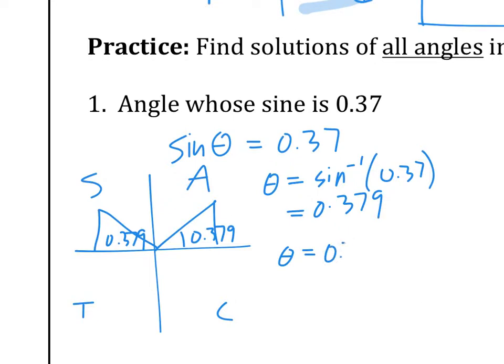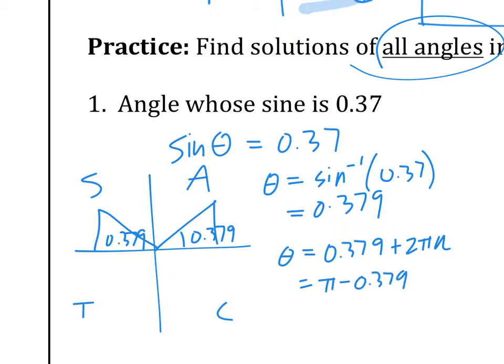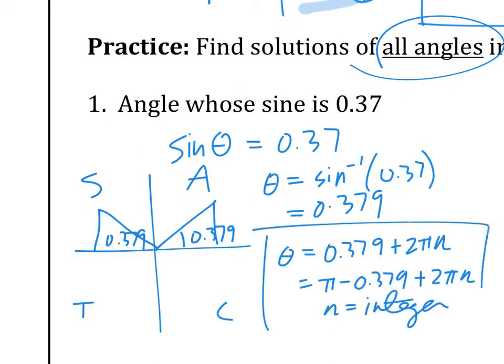And that is 0.379. And then they want all angles, so plus 2 pi n. And the second one, you go all the way to pi and backwards a little bit. So that is pi minus 0.379 plus 2 pi n. N is an integer. All right, so that is the answer. Can you do 0.38? Yeah. You can round a little bit.